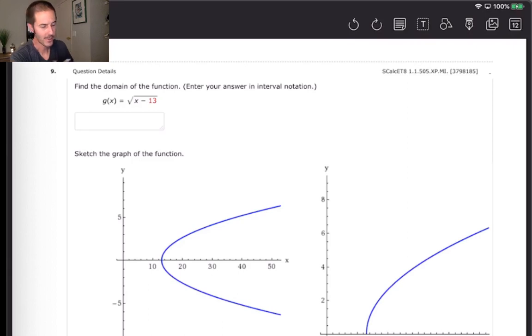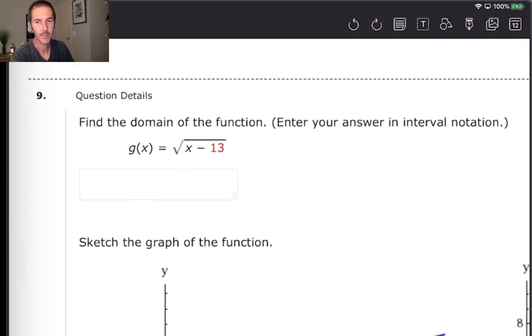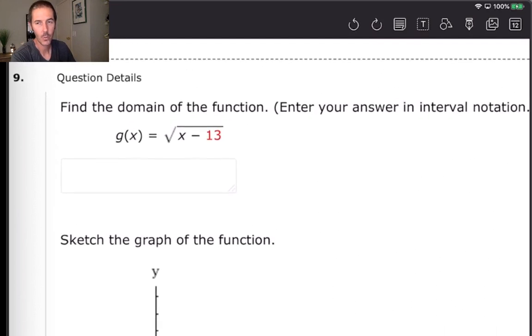So in a square root function, is there any danger? Definitely. We don't want to take the square root of a negative number. Am I allowed to take the square root of 0? Yes. What's the square root of 4? 2. Why? Because 2 times 2 is 4. What's the square root of 0? 0. Why? Because 0 times 0 is 0. All right, so 0 we can take the square root of.